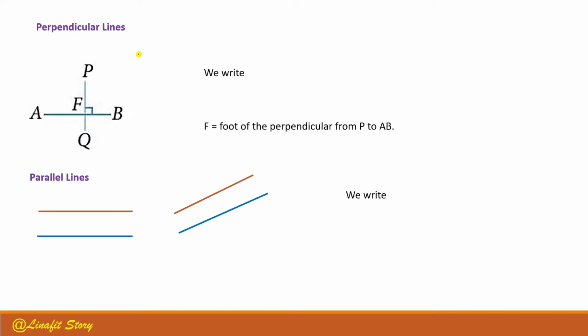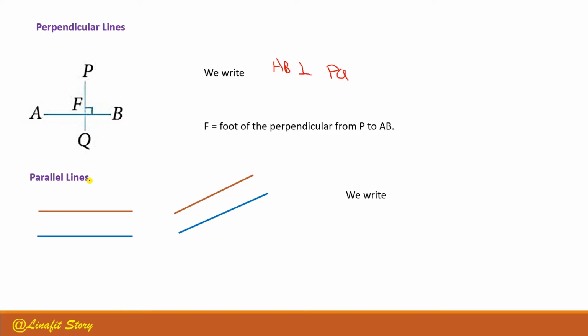Perpendicular lines. If two lines intersect each other at right angles, they are called perpendicular lines. Over here, we write AB perpendicular to PQ. F is the foot of the perpendicular from P to AB.